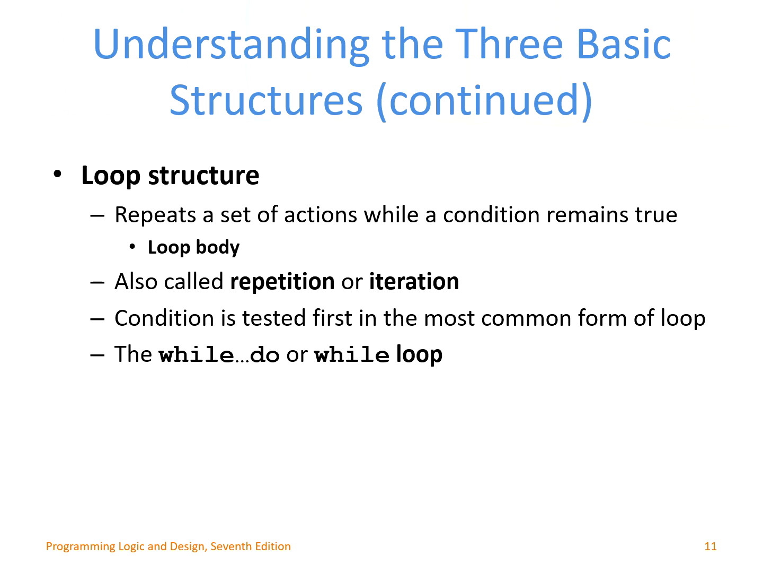Loop structure repeats a set of actions while the condition remains true. It consists of a loop body. Loop structure is also called repetition or iteration. The condition is tested first in the most common form of loop, the while-do or the while loop.